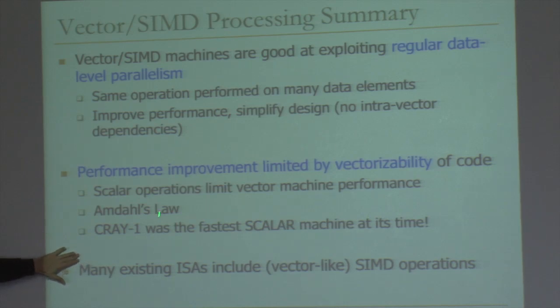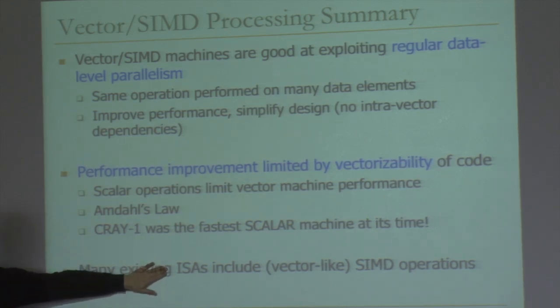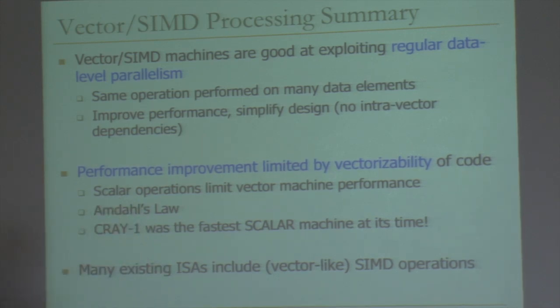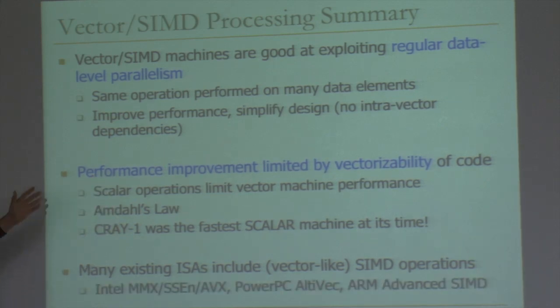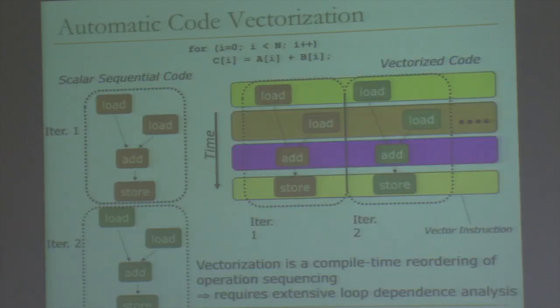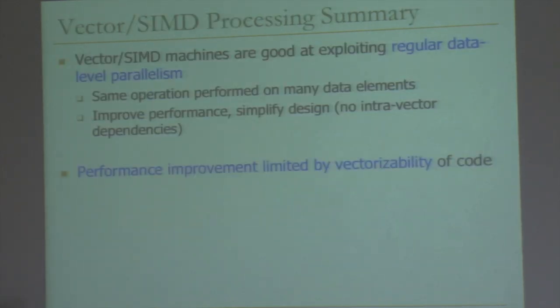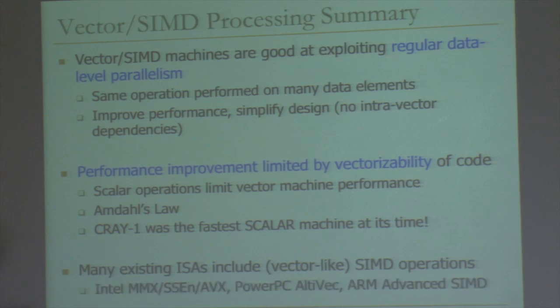So vector machines have affected lots of things. Many existing ISAs actually include SIMD operations or vector-like operations today. I'll give you an example, and then we'll conclude today's lecture. But obviously, GPUs we're going to start in the next lecture. And GPUs are basically what I've shown you in the previous slide, but with one key difference. If you look at the readings, you'll see.